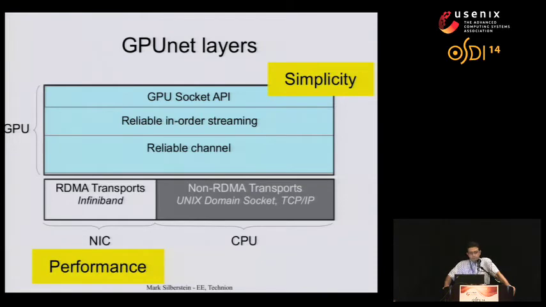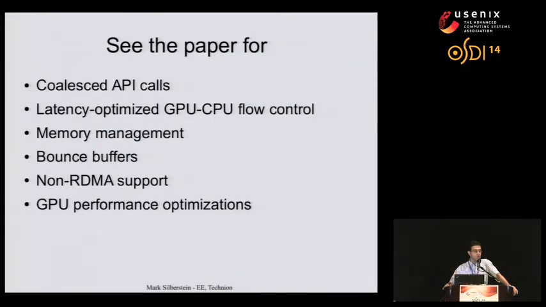Now, apparently, these first 3 layers implemented on GPUs are very important for simplicity, because this is exactly where reliable streaming and the socket API come in. The performance is entirely dependent on the hardware support, and we still manage to get pretty good performance even without it. So we addressed a bunch of other issues. There have been some pretty challenging technical problems here, and I invite you to read the paper for details.